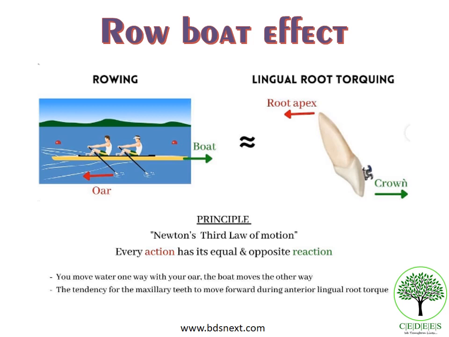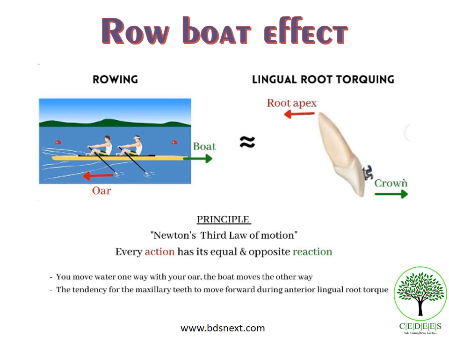So if you're trying to apply lingual root torque, that is, you want the root of the incisor, as shown in the picture here, to move lingually, you apply a lingual root torque. You also see that there is the crown moving in the labial direction, or there's a tendency for the crown portion of the tooth to procline. Now this is called the rowboat effect in the teeth.